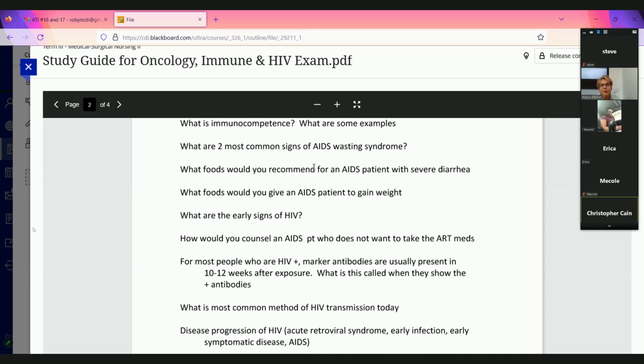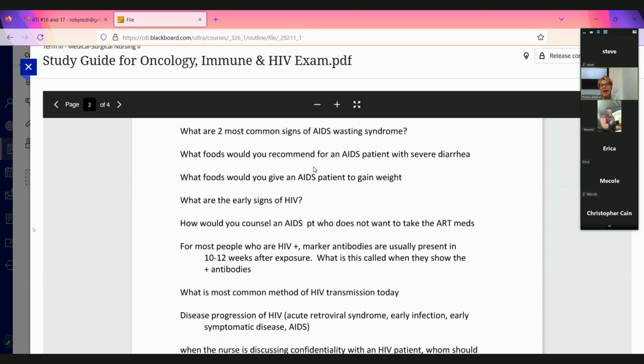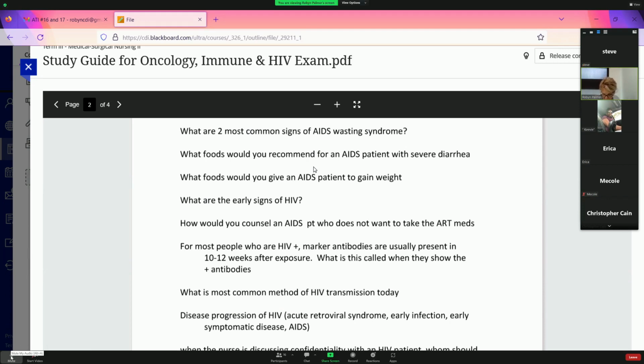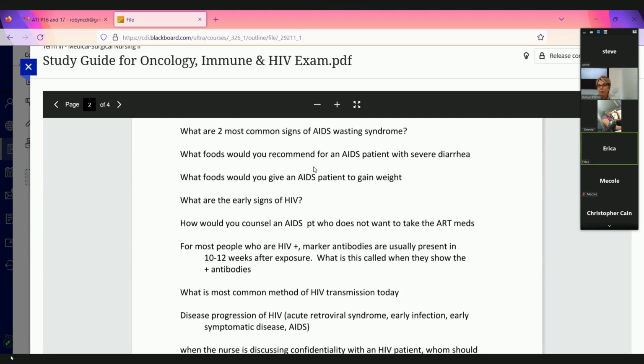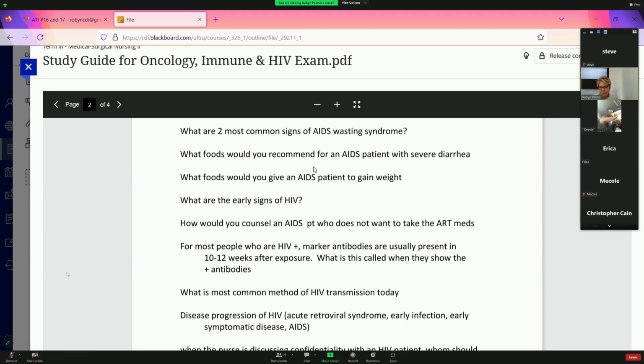What are those 2 signs of AIDS wasting syndrome? You remember the 2 main signs of AIDS wasting syndrome? They lose 10% of body weight and diarrhea. For 30 days, right.